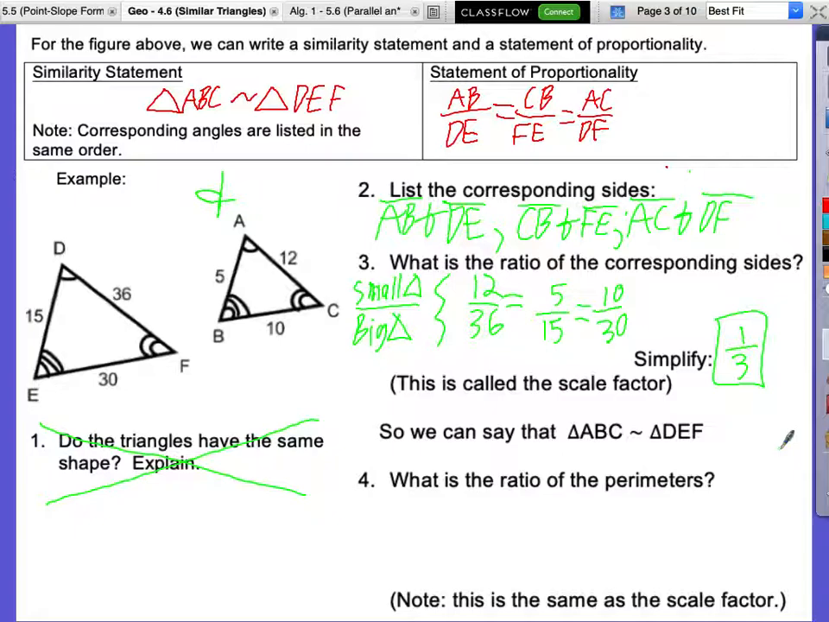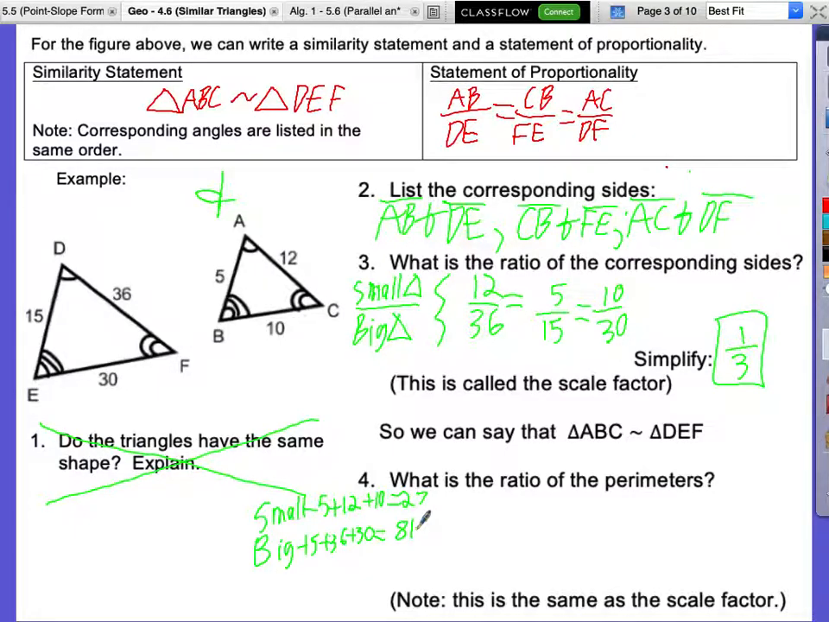Hey, what's the idea of perimeter here? What does perimeter mean? All the sides added together, because it's the distance around the figure. So if you add up all the sides, let's do the one for the small triangle. 5 plus 12 plus 10. Add all the sides together. This is the distance around it: 27. The big triangle, we'll have 15 plus 36 plus 30. This ends up being 81.